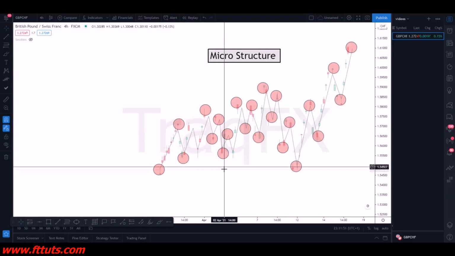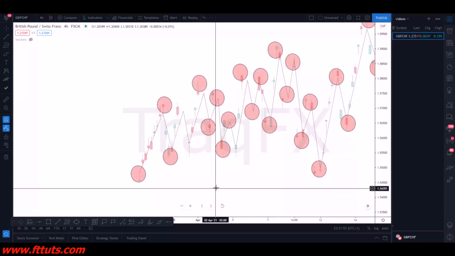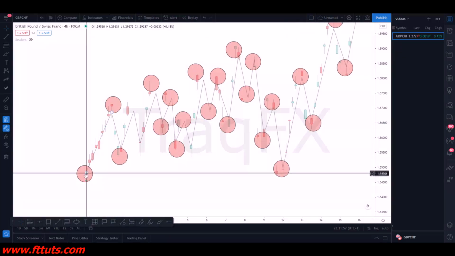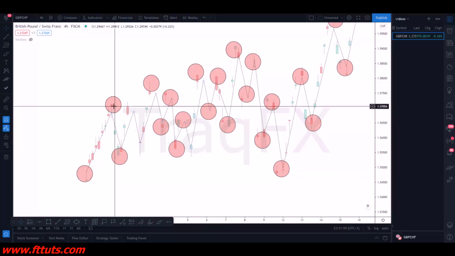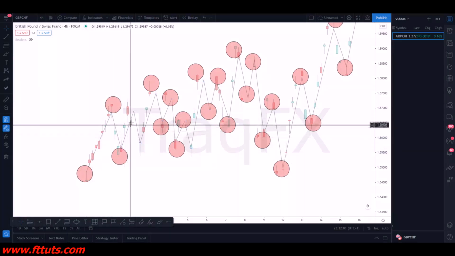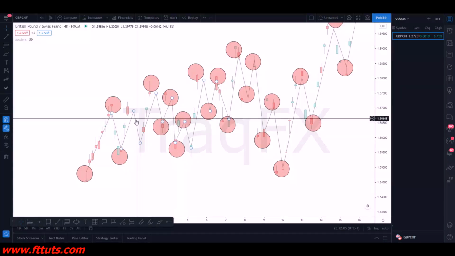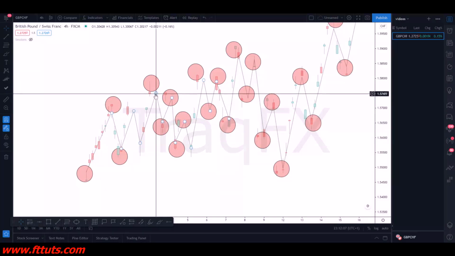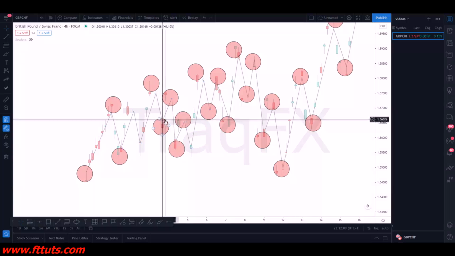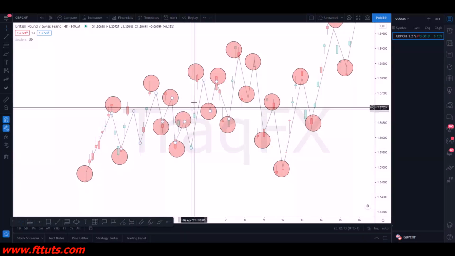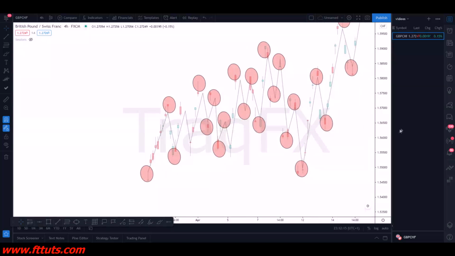Now micro structure is the opposite. It's when you're labeling every single higher high, higher low, lower low, lower high. For example, we have a low right here, and then we have a high, and we have a higher low, and what do we have right here? We have a lower high, right? We have a lower high and then a higher low. Higher high. Is this our higher low? No, it isn't. This is a lower low. Lower high, lower low. Lower high, lower low. Higher high. You see how confusing it is?